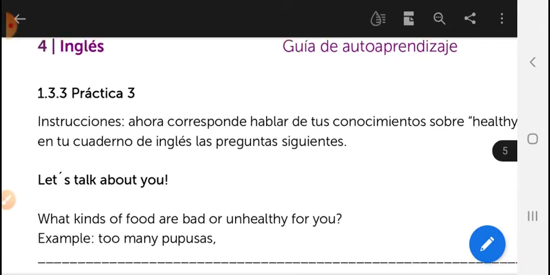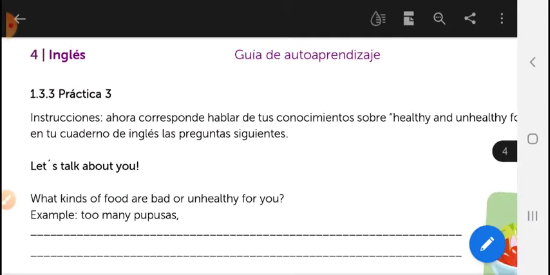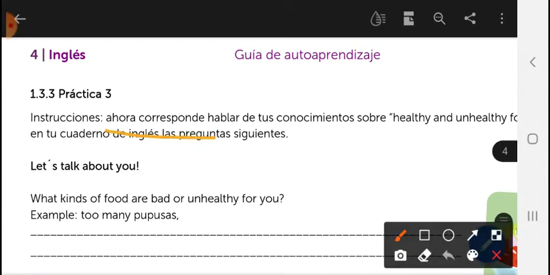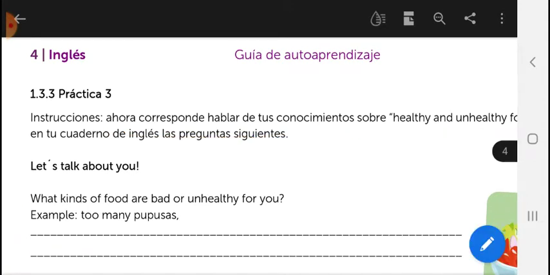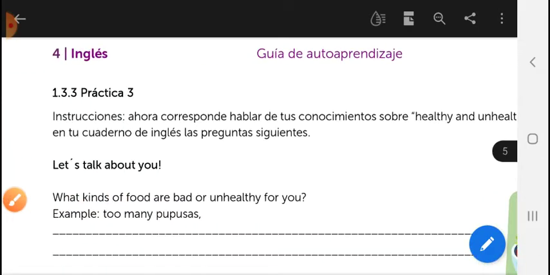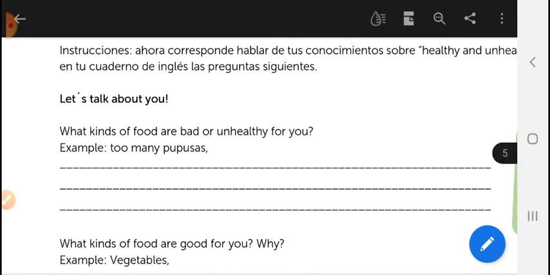Practice. Instrucciones. Ahora corresponde hablar sobre tus conocimientos sobre healthy and unhealthy food. Contesta en tu cuaderno en inglés las siguientes preguntas.